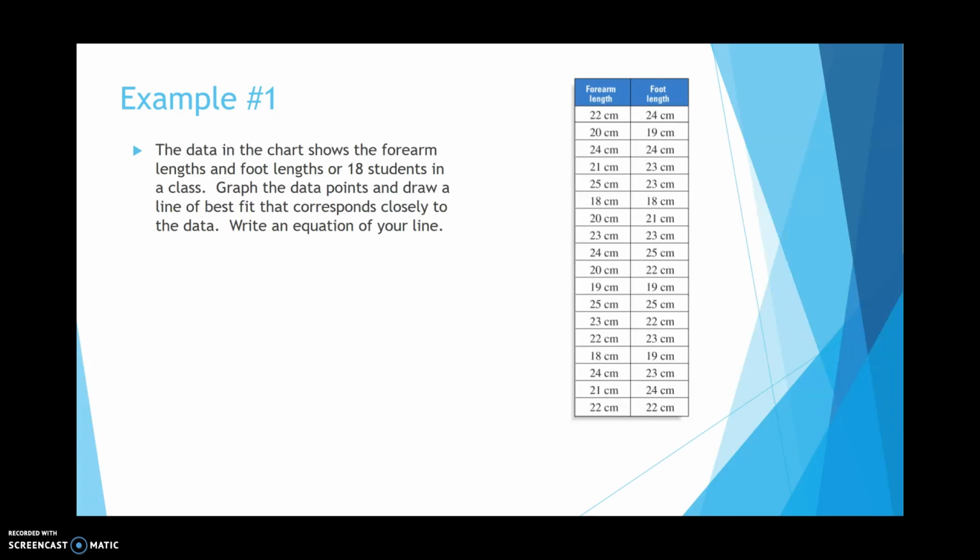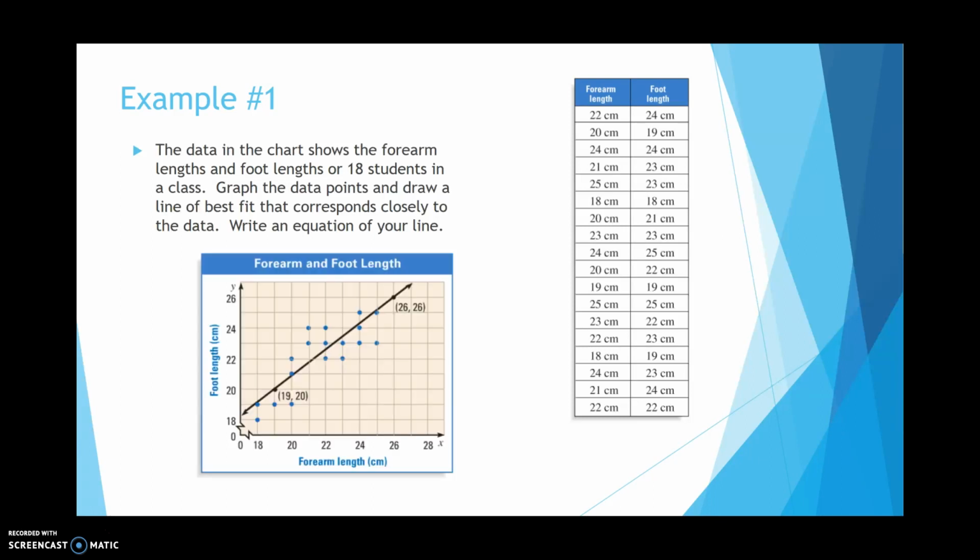So here we have the forearm lengths and the foot lengths. When we graph this, this is what the points are going to look like. The forearm length represents my x, and the foot length represents my y. So 22 centimeters for the forearm length, 24 centimeters for the foot length, we'll graph that. If you go over to 22 and go up to 24, there's that point right there. If you go over to the next point, 20, 19, there's that point right there. So you're graphing each of these points on a coordinate plane.